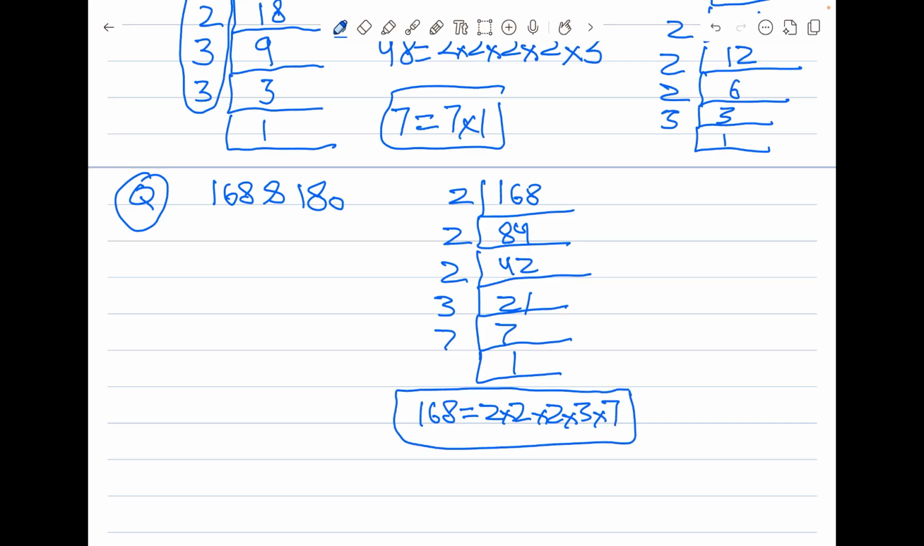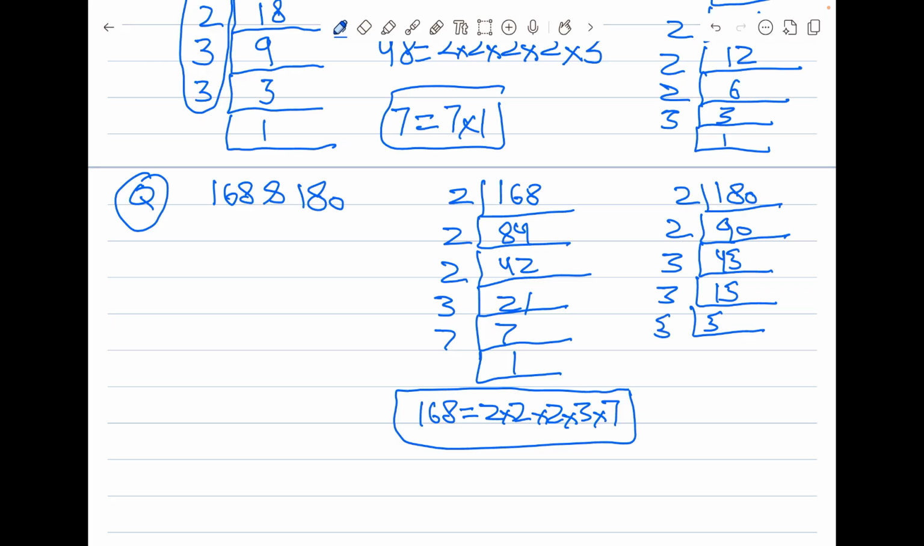All right. And moving on to 180, we have 90, 45. We divide this by 3, 15, again divide by 3, 5, again divide by 5, 1. So that 180 equals 2 into 2 into 3 into 3 into 5. All right.